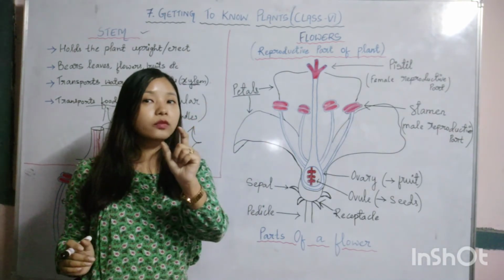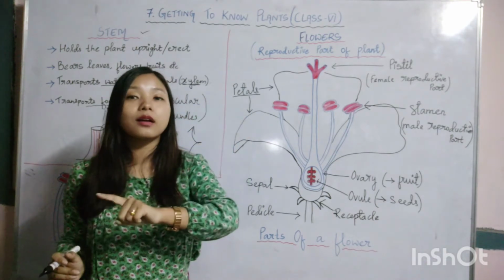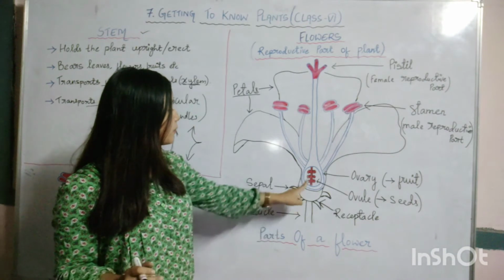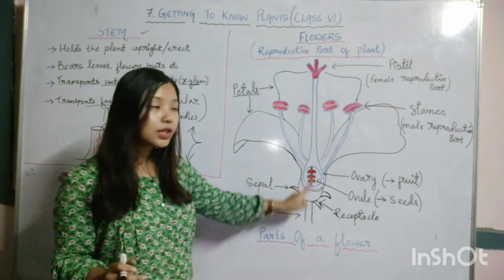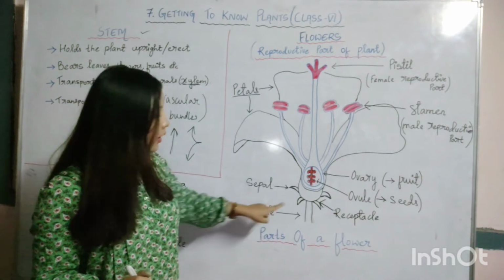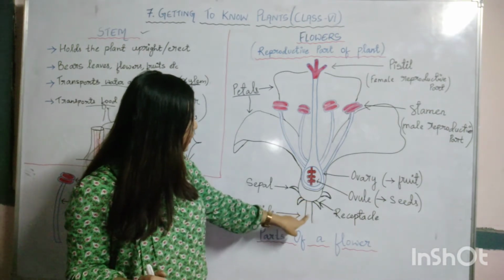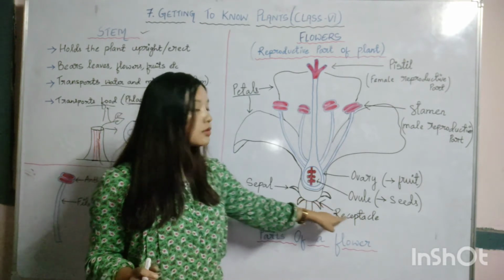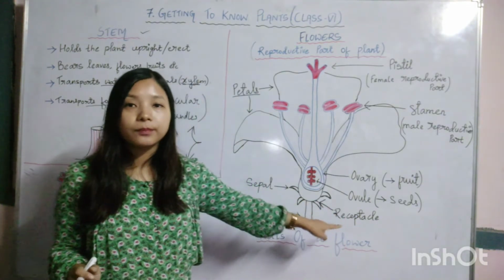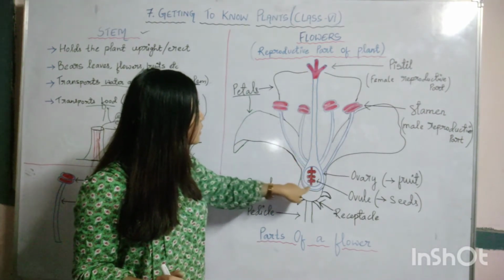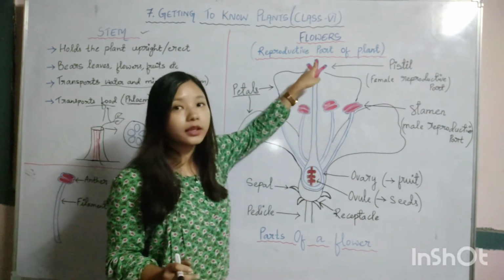The small stalk which connects the leaf to the plant is the petiole, and the small stalk which connects the flower to the stem is known as the pedicle. The point where the sepals and pedicle join is known as the receptacle. Then in the middle you will see a structure like this.